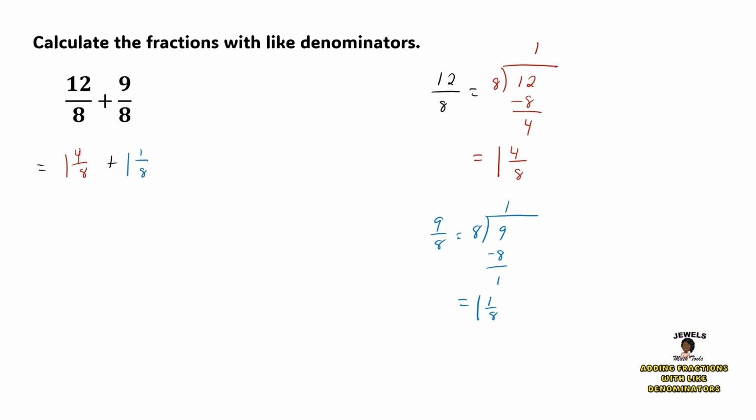So now that we have our fractions in their mixed fraction form, remember that we can just add the whole numbers and then work out the numerators and our fractions separately. So we'll add 1 plus 1, which will equal to 2. And then we'll work out our fractions for 4/8 plus 1/8, which will equal to 5/8.